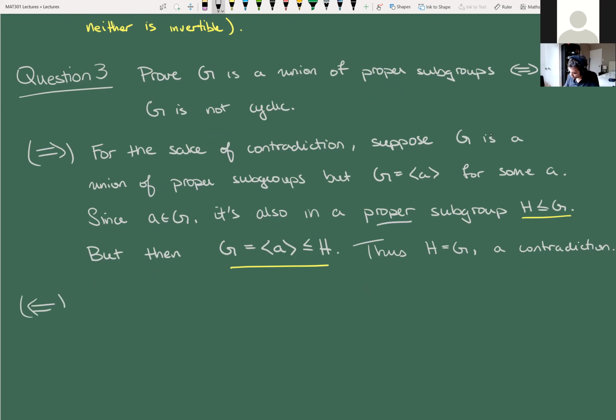Now in the opposite direction, I'm going to suppose that G is not cyclic and show that it is a union of proper subgroups. And notice the union, it doesn't say finite union, it doesn't say countable union, it just says union. Now, this one's a little bit hand-wavy, because if you really want to write it out in full detail, it's a little bit messy, but let me give you the gist of how this is going to go. So let's suppose G is not cyclic.